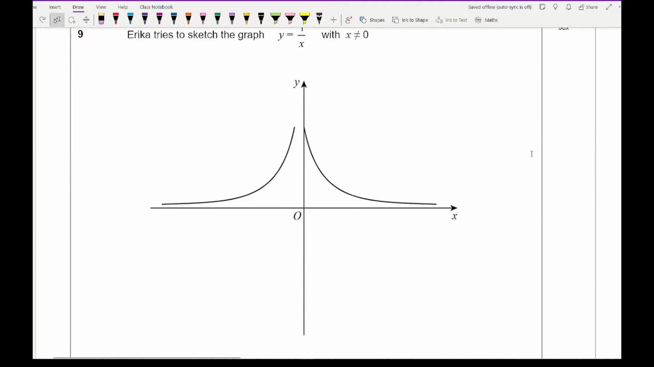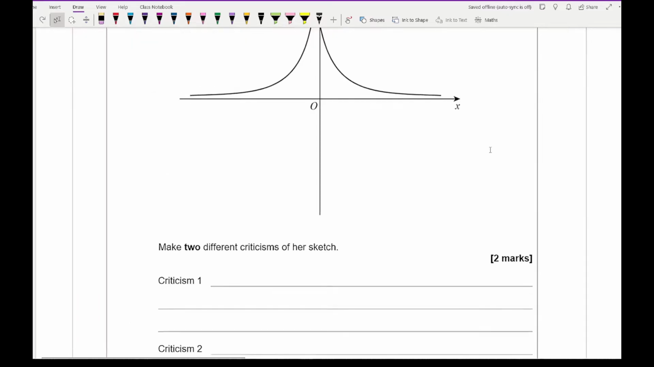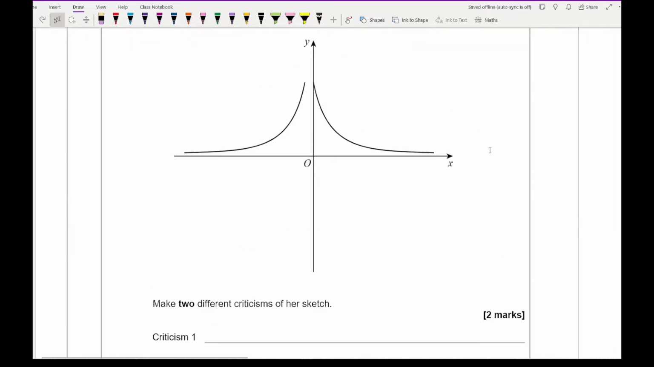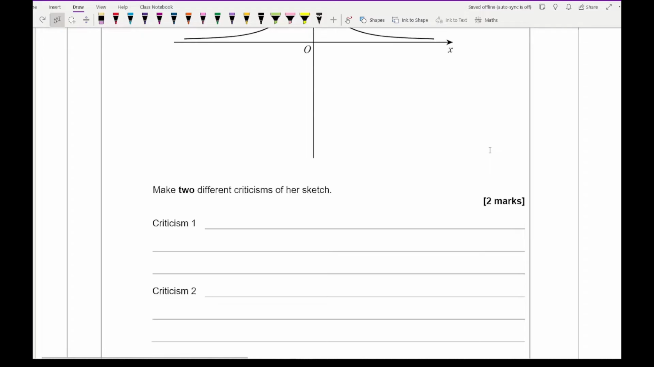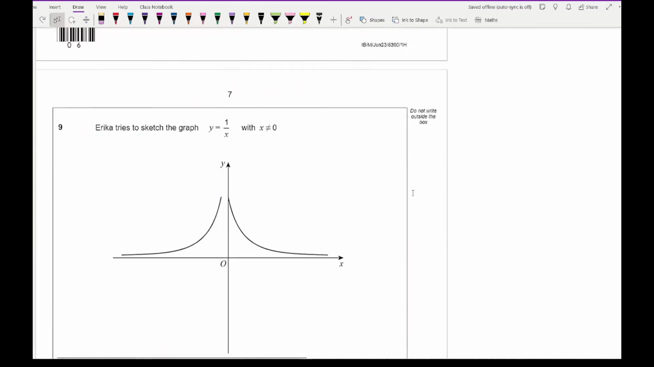Moving on to question 9, it says Erica tries to sketch the graph of y equals 1 over x, where x is not equal to 0. And the question is asking us to write 2 different criticisms about her sketch. Well, the 2 criticisms you can have, if I just have it on the screen, and it's of course reset, so let's just go back, and there we go.